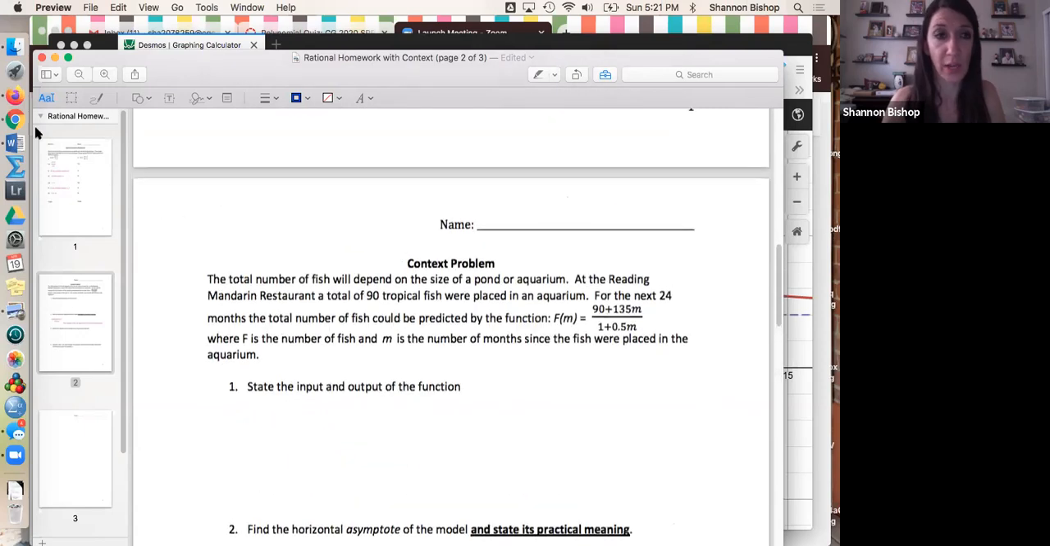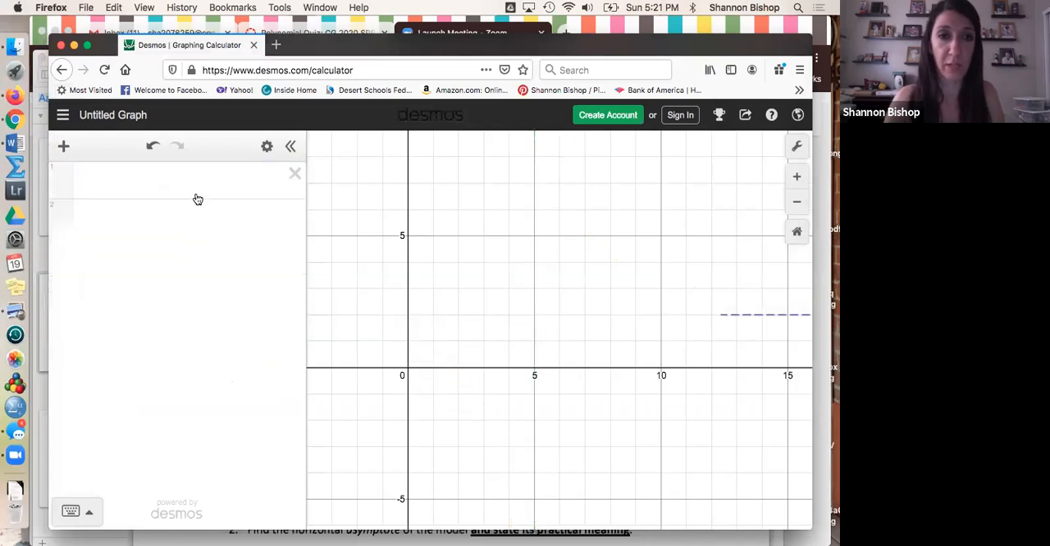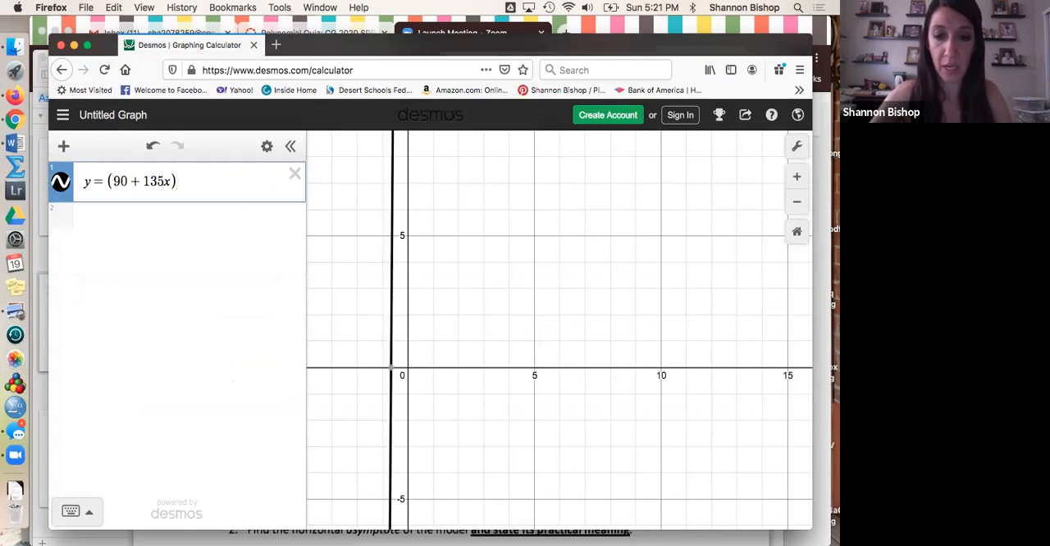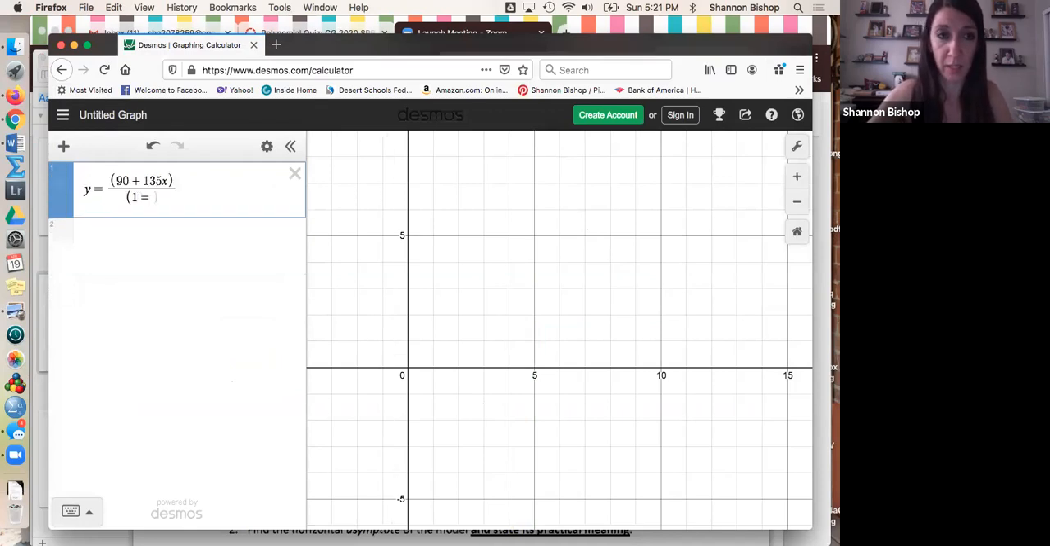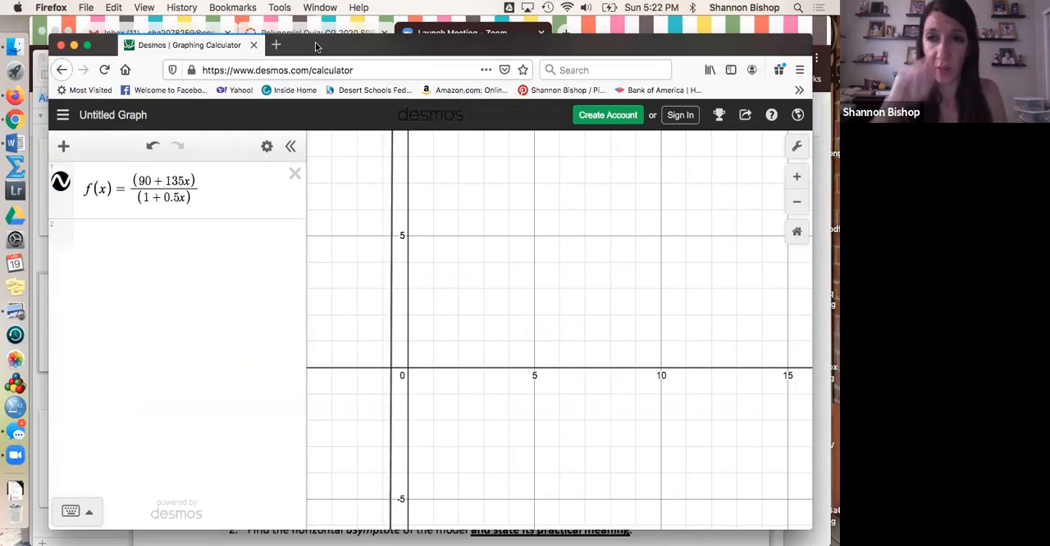So if I were to go into my Desmos, 90 plus 135, okay. If I go into my Desmos and just do a regular function, y equals 90 plus 135x divided by 1 plus 0.5x. Keep in mind when you put it in Desmos, it's not fancy variables anymore. It's just x's and y's, or if you really wanted to, you could say f of x, but nonetheless, no fancy variables. So the window, first of all, sucks because remember that the horizontal asymptote was 270.